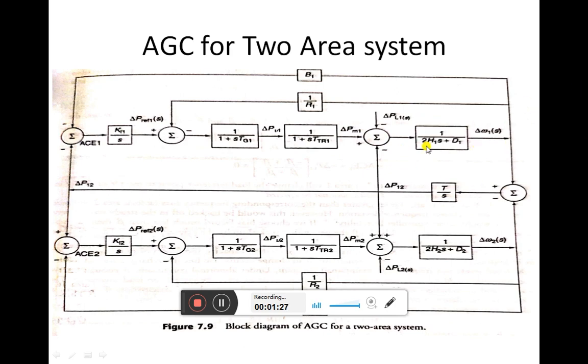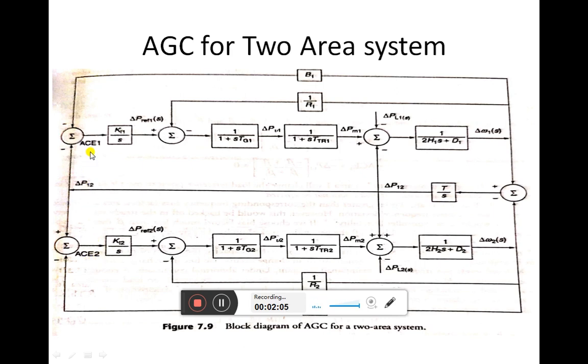This is the mathematical modeling of the load connected to area 1, and on the same line in the second part of the block diagram, this is for the governor of area 2. This indicates the turbine of area 2, and this indicates the mathematical modeling for generator 2 as well as the load connected to generator number 2. Then this part once again shows the tie line, and here we can see ACE 1 and this is ACE 2.